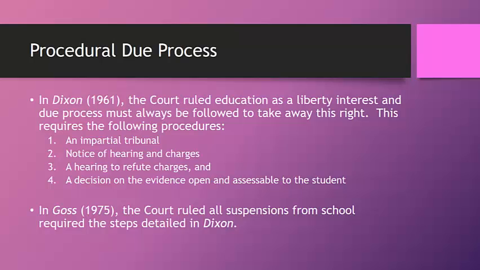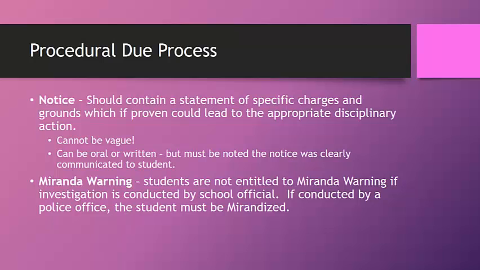In Goss, 14 years later, the court ruled all suspensions from school required the steps detailed in Dixon. Before Goss, you typically only saw these things in long-term suspensions. But as a result of Goss, even just 1 day out of school, all these procedural due processes had to be in place. So what are these processes? So we're going to go through these processes a little bit at a time here.